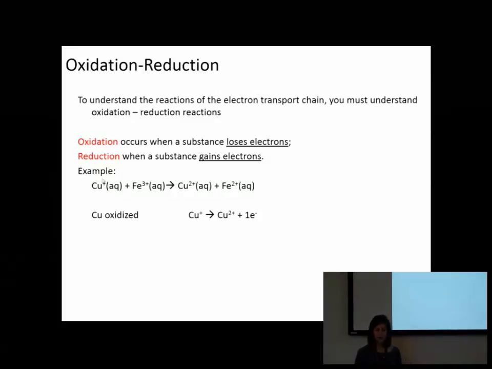Copper 1, because it's 1 plus. Iron 3, because it's 3 plus. Copper 2, because it's 2 plus. Iron 2, because it's 2 plus. So we go from copper 1 to copper 2. The charge, which is equal to the oxidation number, is going up. When you have an oxidation number going up, you're being oxidized.